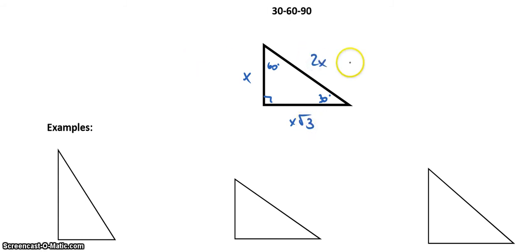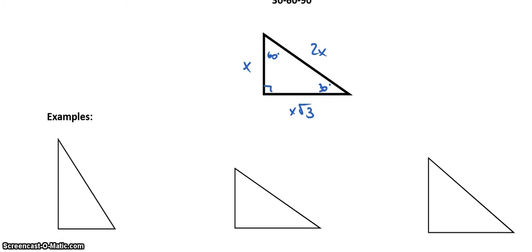Okay, so across from the 30, I like to call the golden child, because that's our x. That's the easiest piece that we're always going to be trying to solve for. Once we know our x, the problem's simple. We know this piece opposite the 60 is root 3 longer, and the hypotenuse is always twice the length of x. Alright, so the 1, root 3, 2 is the relationship that exists there.